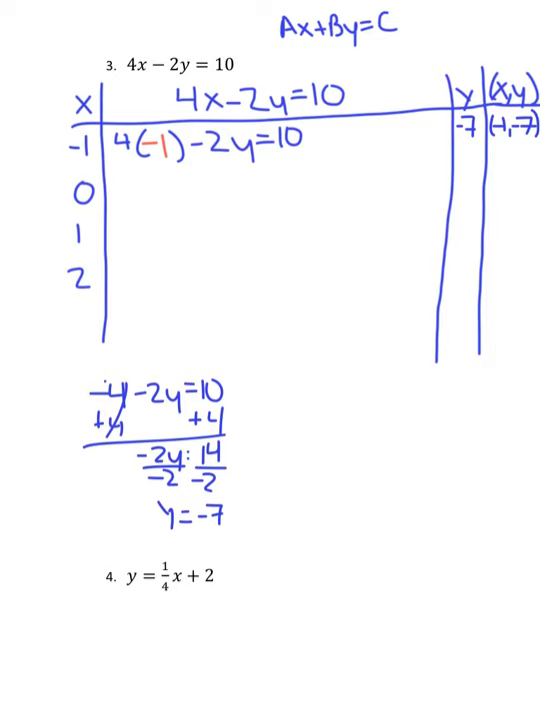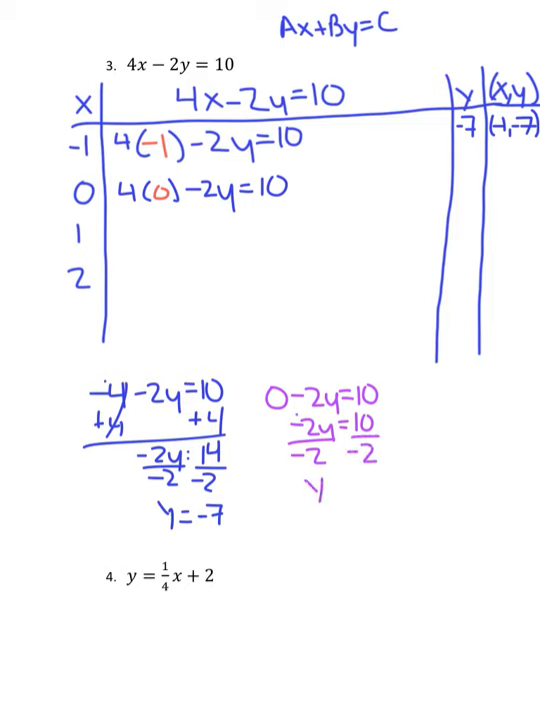And then we're going to do the same thing for 0. So we have 4 times 0 minus 2y equals 10. I'm going to do this one in purple so we can tell the difference, right? So 4 times 0 is 0. So I have 0 minus 2y equals 10. So -2y equals 10. Divide both sides by -2. Y equals -5. So when x is 0, y is -5.